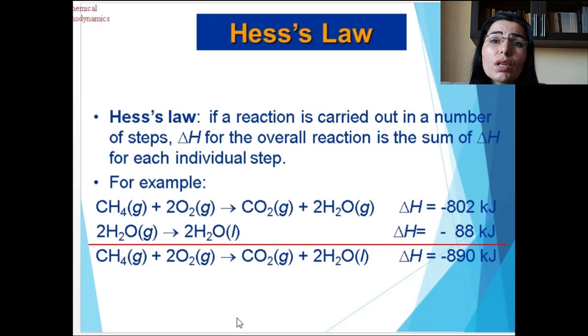Now Hess law. Hess law: if a reaction is carried out in a number of steps, delta H for the overall reaction is the sum of delta H for each individual step. For example, this reaction we can show for you: combustion of methane.